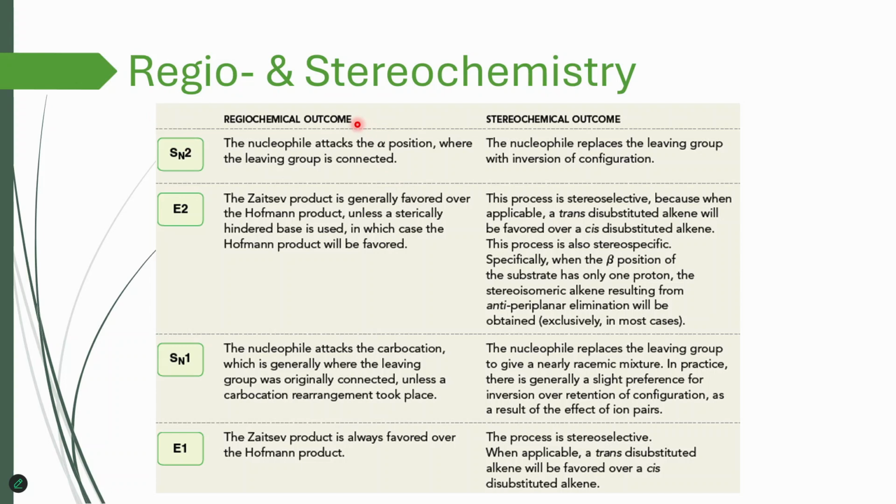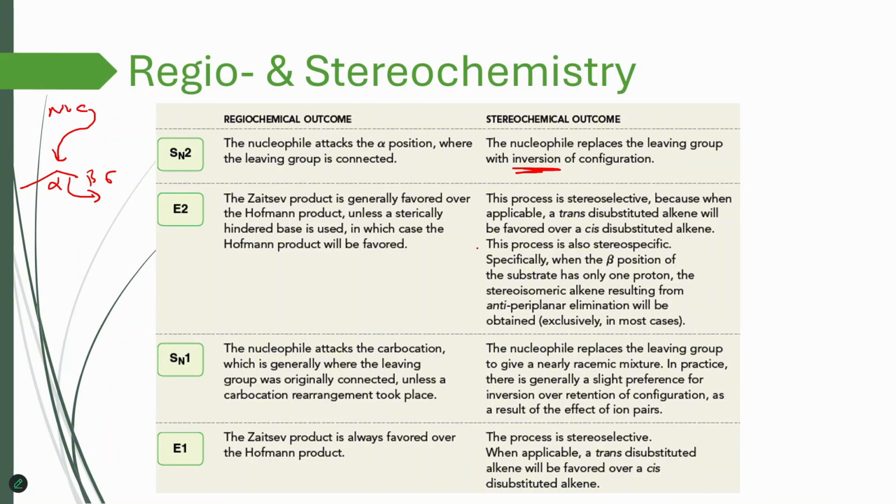For SN2, you don't have any regiochemistry. You have only one position, right? Let's say this one, and your nucleophile is going to attack here at the alpha position, and your leaving group leaves. So there is no regiochemistry. But for stereochemistry, you have inversion of configuration. The nucleophile is going to attack from the backside. That's very simple. The E2 reaction is the most difficult when it comes to regiochemistry and stereochemistry.